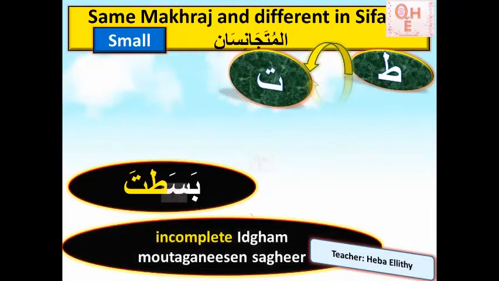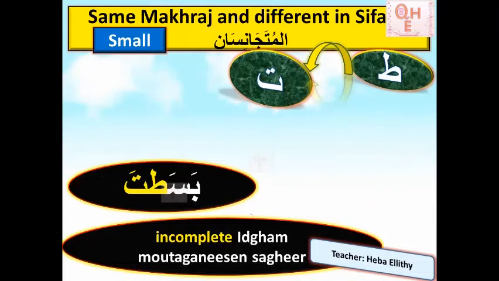This is incomplete idgham. Why incomplete idgham? Because I still have الطباق from the letter ta. I still have a part from the letter ta here, one of its characteristics. And this is incomplete idgham متجانسان صغير. This is how it's written in the Quran, nothing different on it. And we read it بسطت.